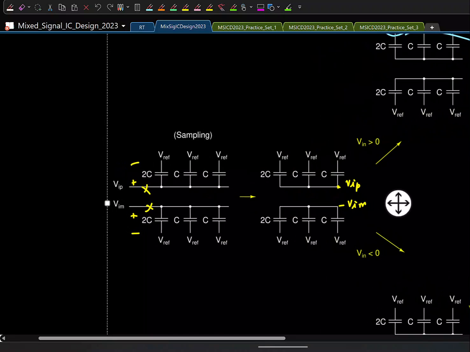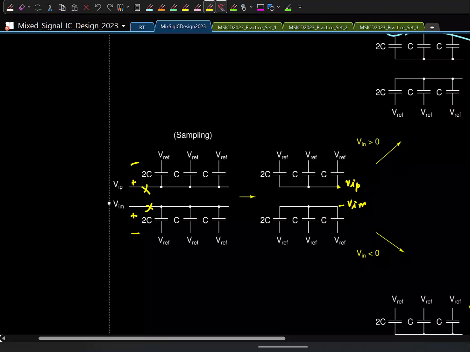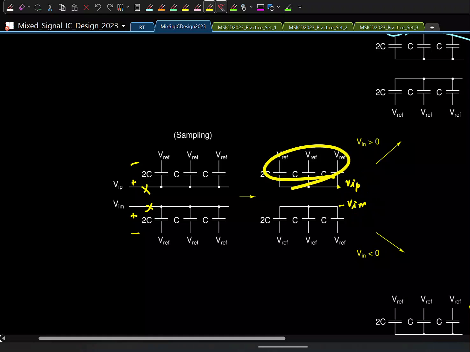So again, the logic is the same. First you put the initial voltage of Vin minus Vref, and then you disconnect the input. So these voltages will be at VIP, VIM. First you compare if it is greater than 0 or less than 0. If it is greater than 0, you change in the positive side. Less than 0, do it in the negative side.